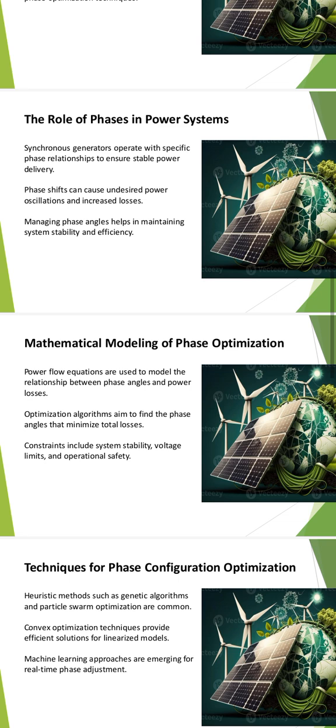Mathematical modeling of phase optimization. Power flow equations are used to model the relationship between phase angles and power losses. Optimization algorithms aim to find the phase angles that minimize the total losses. Constraints including system stability, voltage limits, and operational safety.